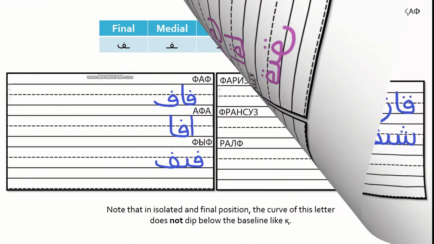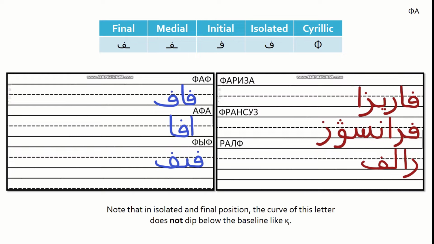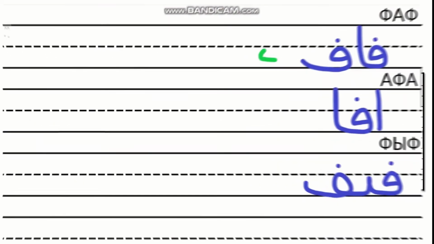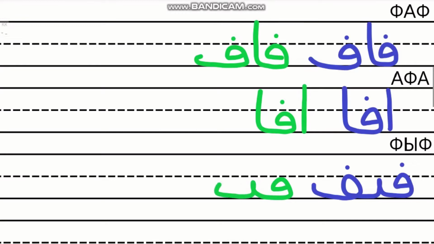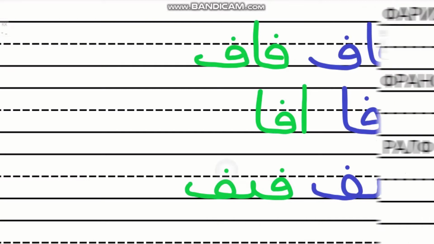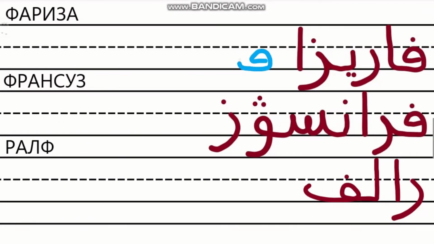Next up, we have fa, which corresponds to the Cyrillic letter F. It is similar to qaf, but with 2 differences. 1, there is only 1 dot above the semicircle. 2, the boat shape is not underwater, but rather flat on land. Note that only in the initial form is the semicircle raised above the bottom line. Now let's practice with the real words.